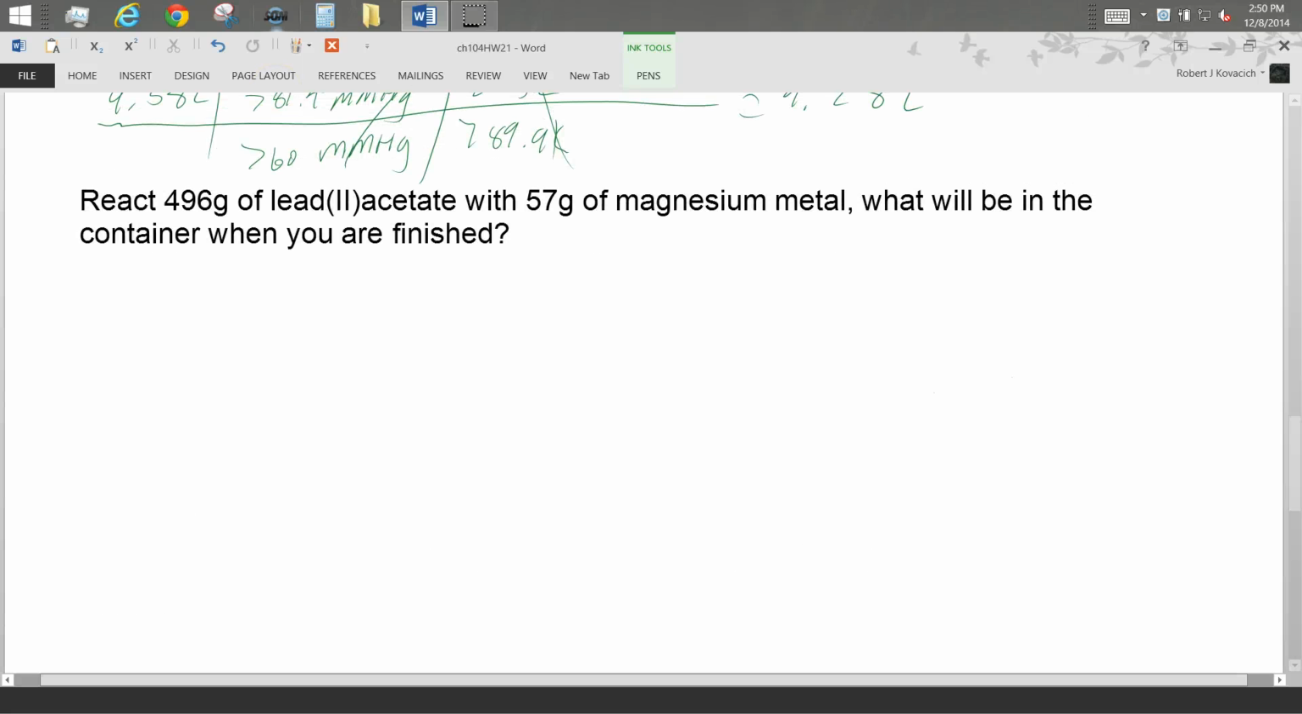All right, so I'm going to do a limiting reagent problem. So I've got some lead acetate and I've got some magnesium metal. We're going to have to come up with a chemical equation here. So what's my chemical equation?